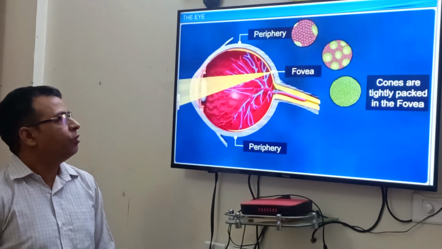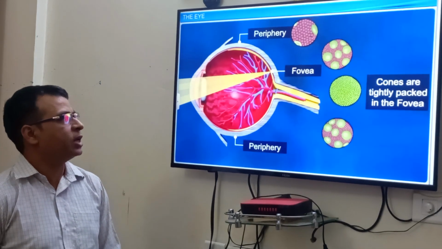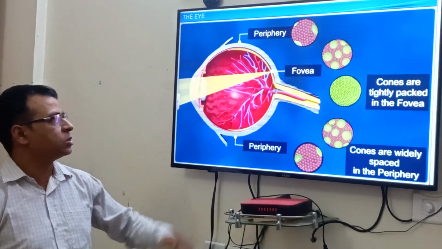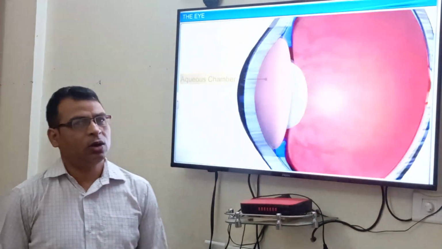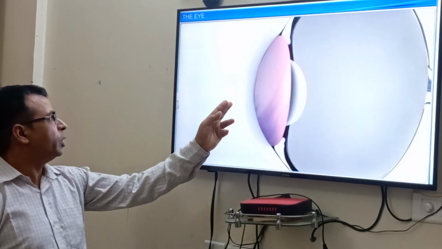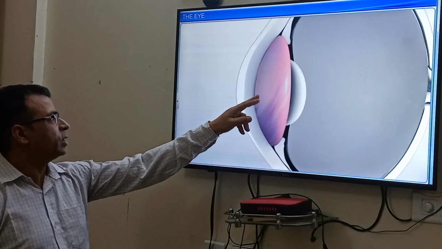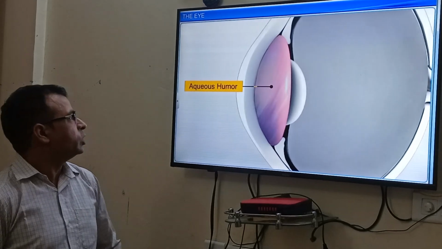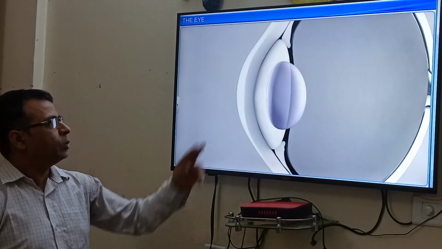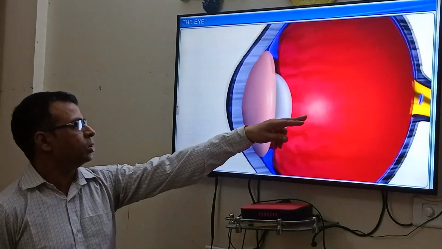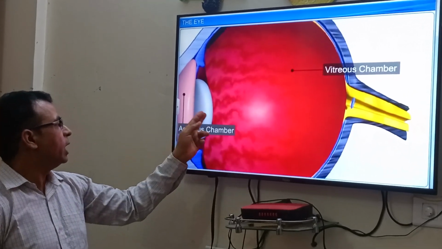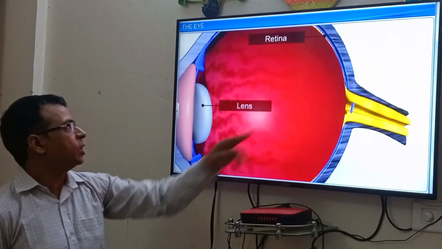The cones are tightly packed in this fovea, so visual acuity is very high at the fovea of the macula. And there are two chambers between the lens and the cornea. There is the aqueous chamber. It has aqueous humor, which is watery. And this is the vitreous chamber between the lens and the retina.